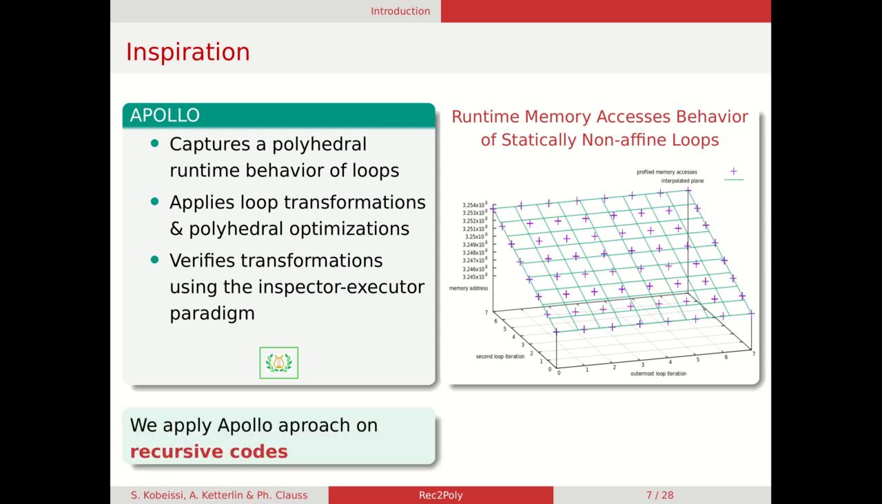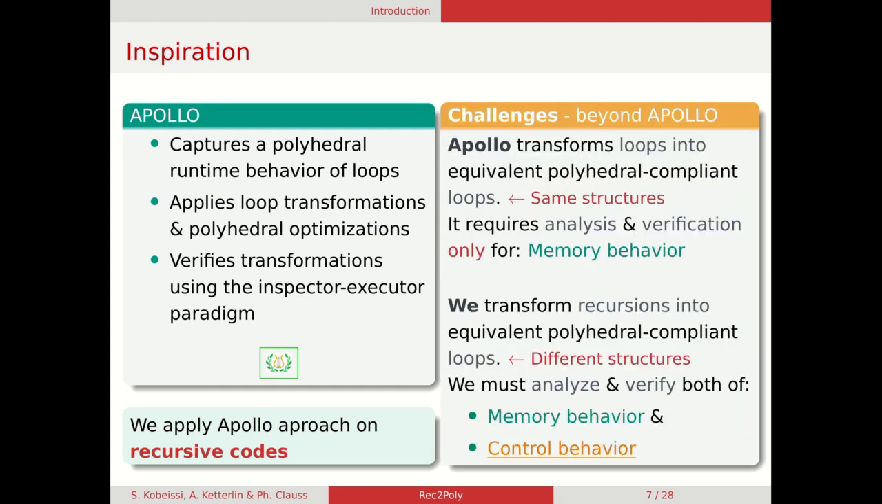In our work, we are interested to extend the Apollo approach and apply it on recursive codes. The challenge faced to extend this approach beyond Apollo is that Apollo transforms loops into equivalent polyhedral compliant loops, so we don't have a change in structure. This requires analysis and verification only for memory behavior. On the other hand, we transform recursions into equivalent polyhedral compliant loops. That is, we are transforming a structure into a totally different structure. For that, not only must we analyze and verify the memory behavior, but also the control behavior.